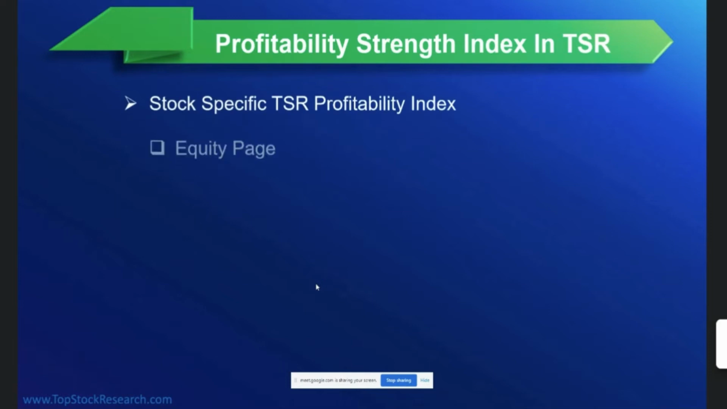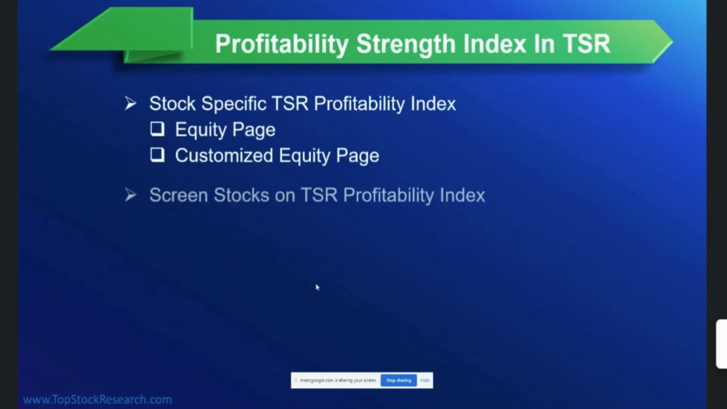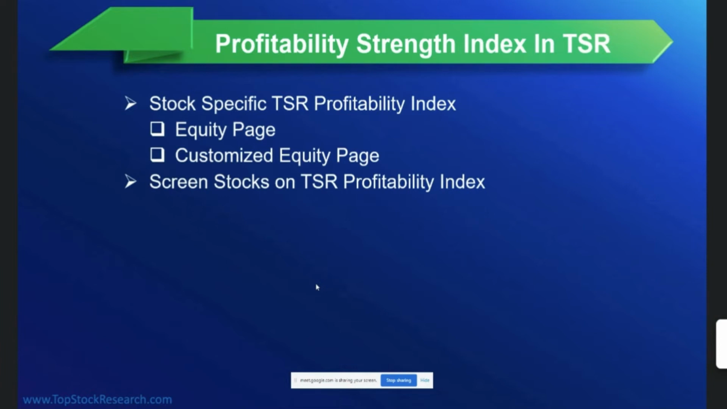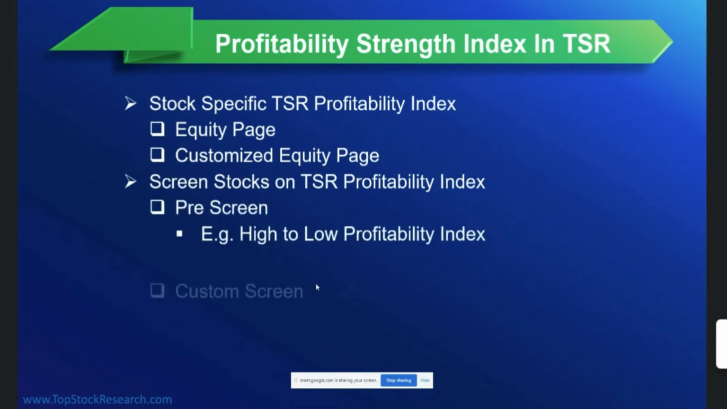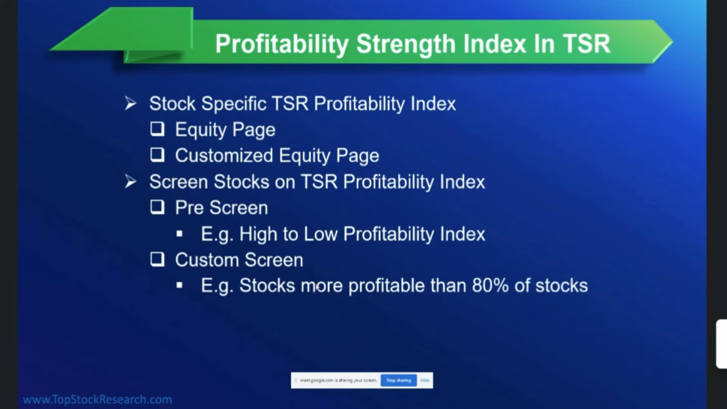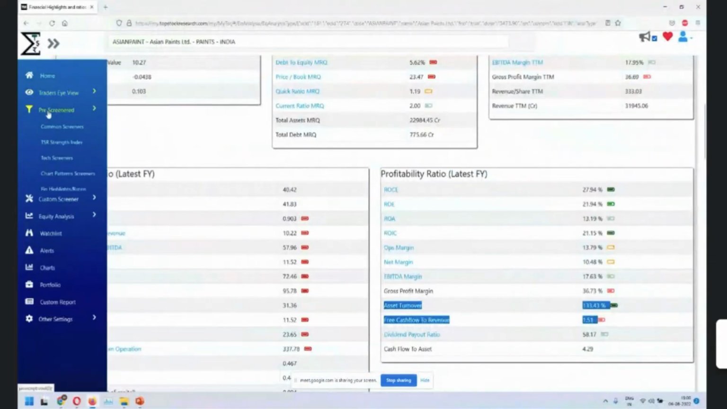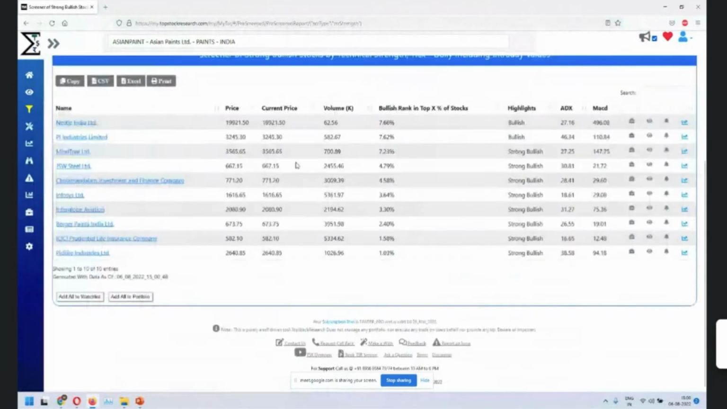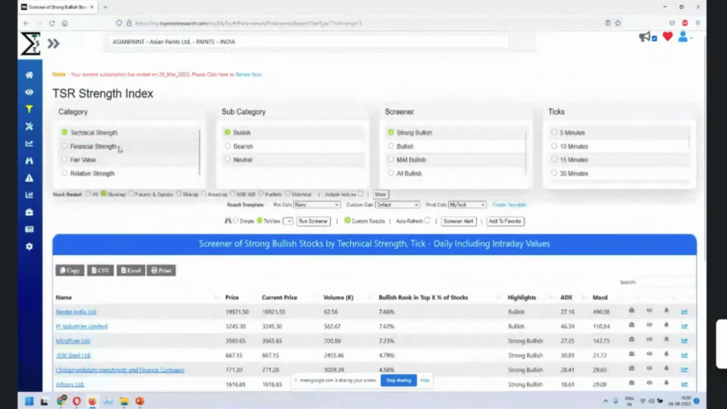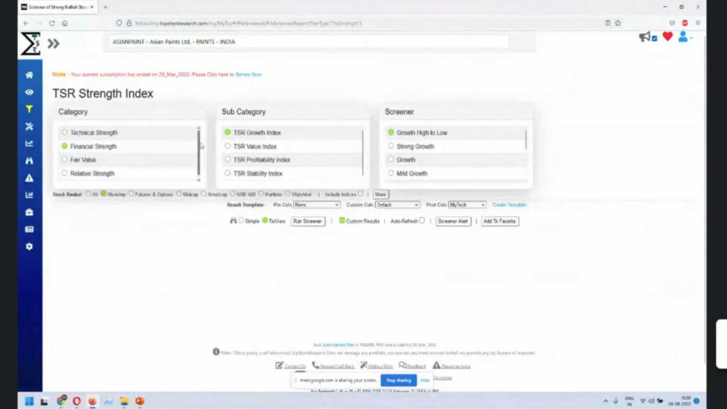Stock-specific profitability index: you'll get it on the equity page, customized equity page, screeners, big screen. We have seen the equity page. Let's see where to get high to low profitability in the pre-screen. Go over here, TSR strength index. Go to financials. In the financials, we have profitability. Go from high to low.